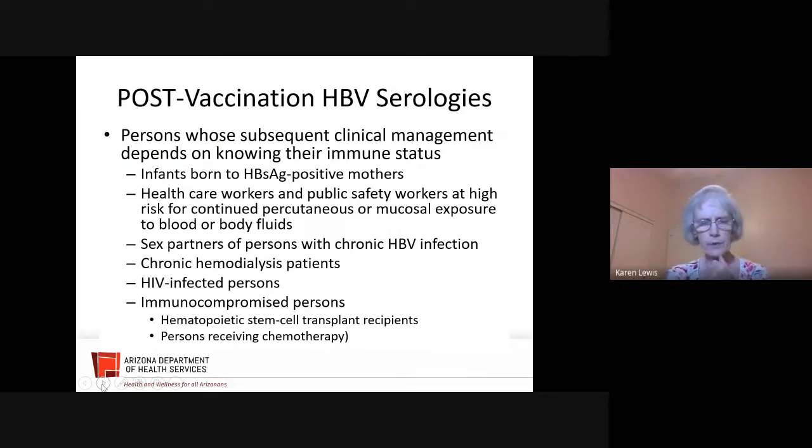You handle them differently. And so the same thing for someone who's going to be at risk, such as sex partners of people with chronic hepatitis B, and hemodialysis patients who are going to be exposed to all this blood. You need to know after their vaccination that they're seropositive, and they don't tend to respond as well to vaccinations. Immunocompromised people, including HIV-infected people, don't tend to respond as well to vaccines. So in those cases, you want to check their serology to make sure they have protective antibodies.